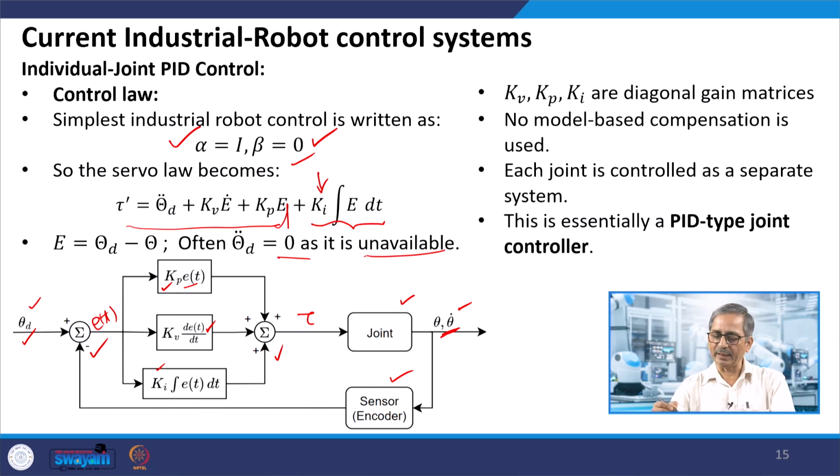Here you see Kv, Kp, Ki are diagonal gain matrices. No model based compensation is used here. Okay, each joint is controlled as a separate system, and this is essentially a PID type joint controller.